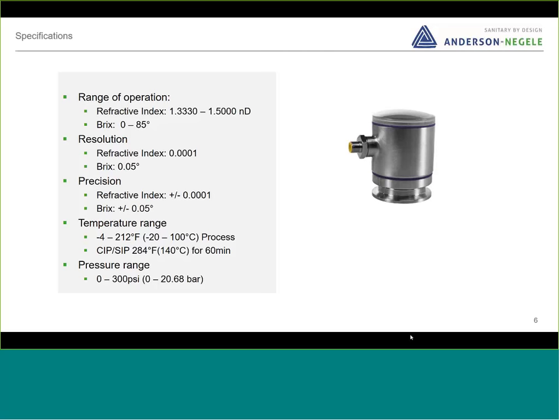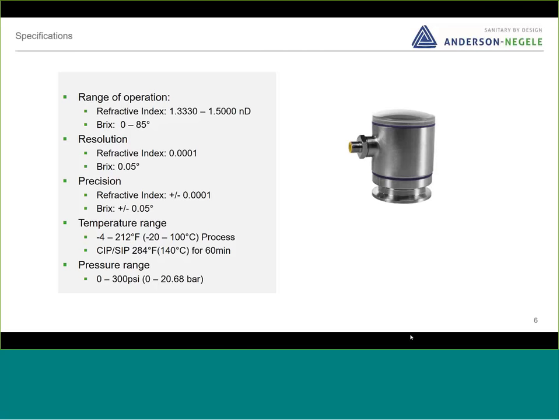I don't expect us to be monitoring some of the larger refractive indexes, which tend to be industrial chemicals. This more so sits around sugar concentration of liquids. That will be the target, and that will fall well into that 85 and below Brix measurement. So the Brix range of operation that I've got listed there from 0 to 85 is speaking to sucrose just as a basis. So you can see, again, we can go from water up to an 85% concentration of sucrose.